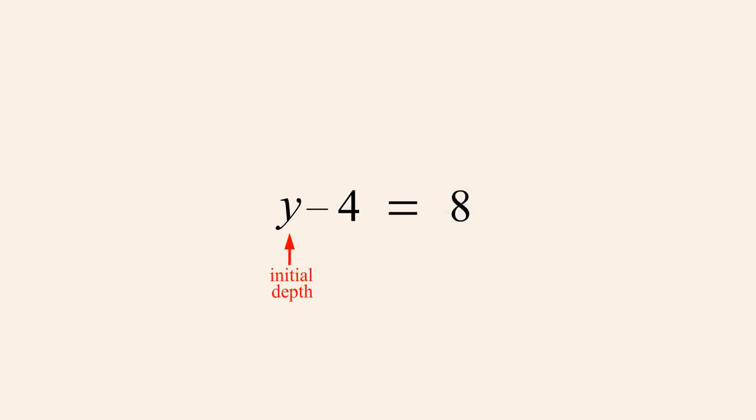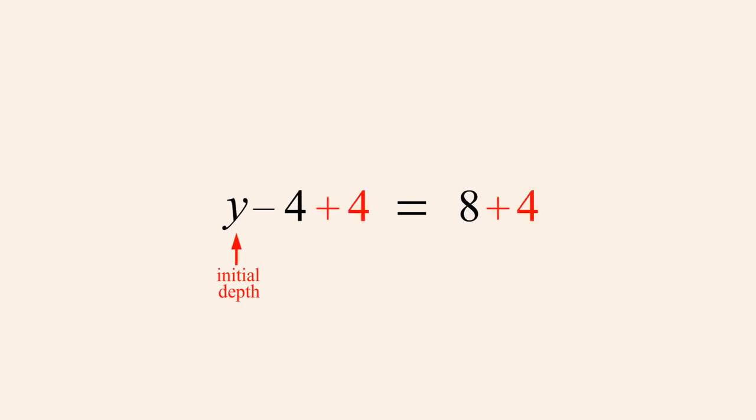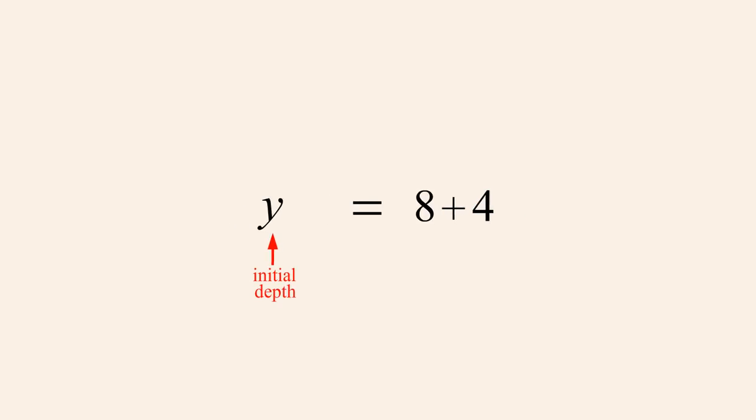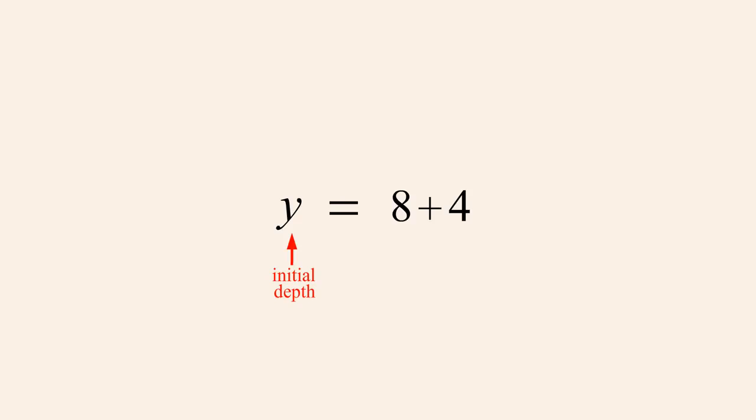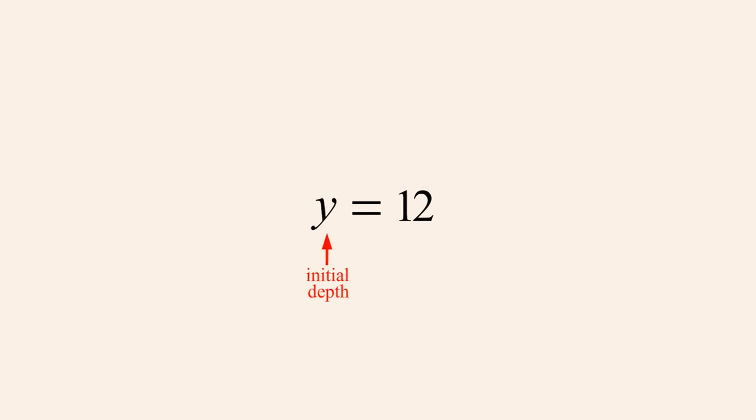Adding 4 to both sides of the equation allows us to cancel -4 on the left, leaving us with y equals 8 plus 4, or 12. So the initial depth of the pool when the elapsed time x was 0 was 12 feet.